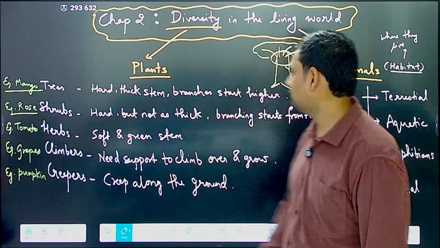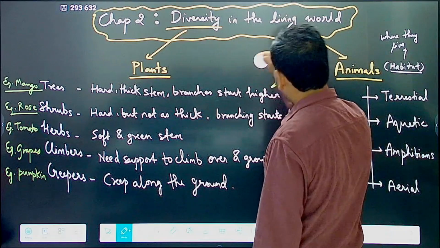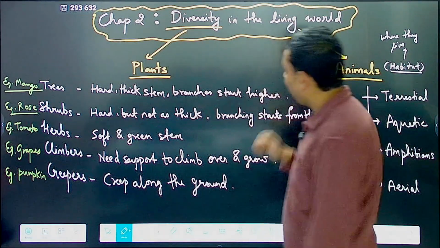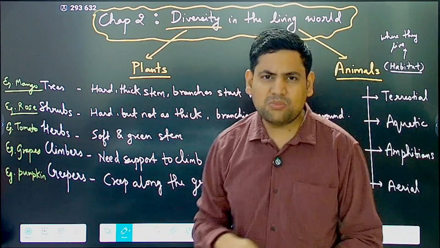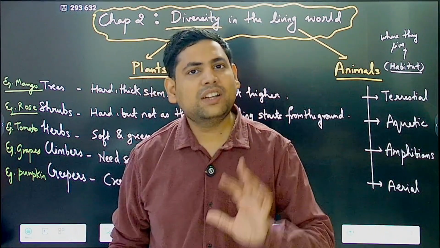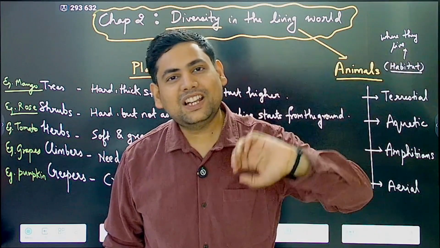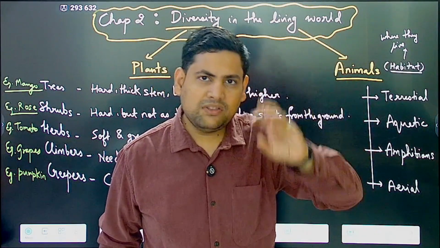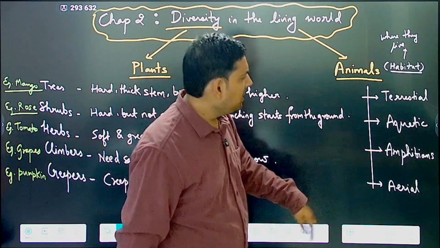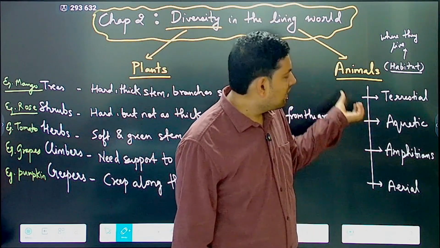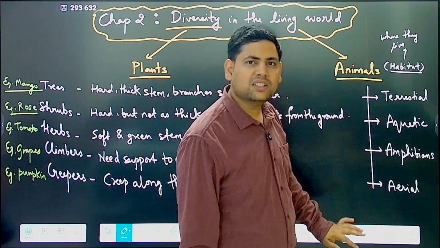Understood? Now let's come to animals. For animals, let me remove this very bad drawing of a tree. Now animals, the animal classification is actually much more detailed. That will be dealt with in higher classes, not higher classes for you. Basically in 7th, 8th, 9th, they will be dealing with the real classification of animals. Here they are just introducing the concept. So they just talk about that there are terrestrial, aquatic, amphibians and aerial. This is the classification of animals.